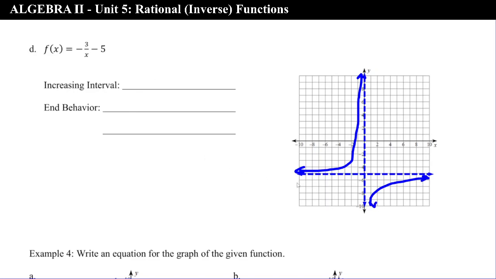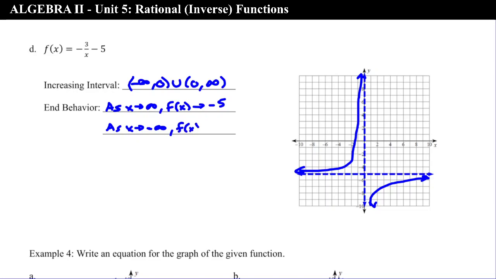So let's talk about the increasing value. Well, it's increasing pretty much everywhere except for that vertical asymptote. So you're going to have -infinity to 0, union with 0 to infinity. And then our end behavior, as x approaches infinity, f of x is going to approach -5. As x approaches -infinity, f of x approaches -5 because it's approaching this horizontal asymptote, which is at -5. That's where your y is going.